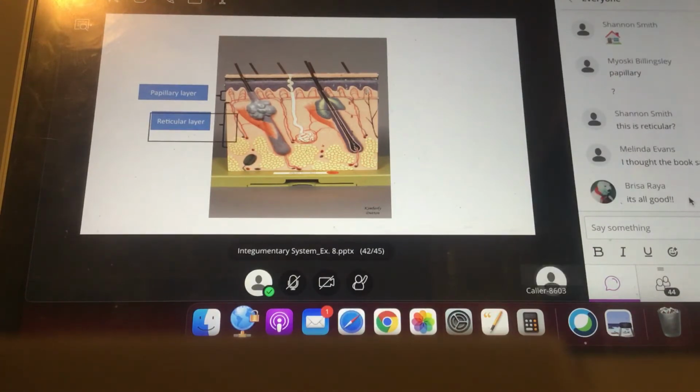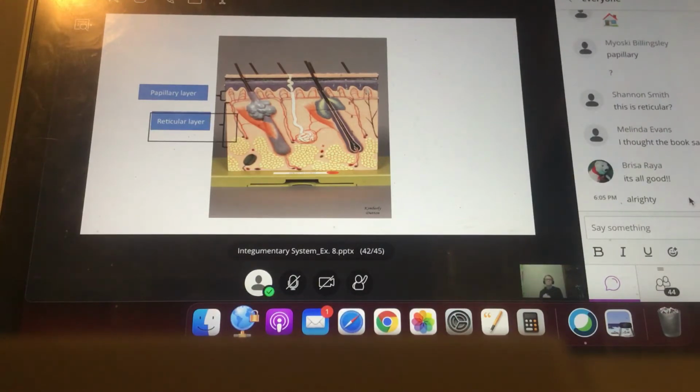Did the book say yes? Okay. Yeah. All right. So Melinda says the book says yes. It's because of the papillary layer. And I guess maybe because, to some degree, a little bit of that water is absorbed. Yeah. All right. All right.